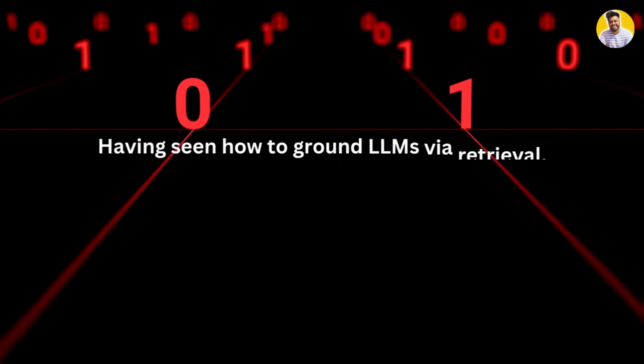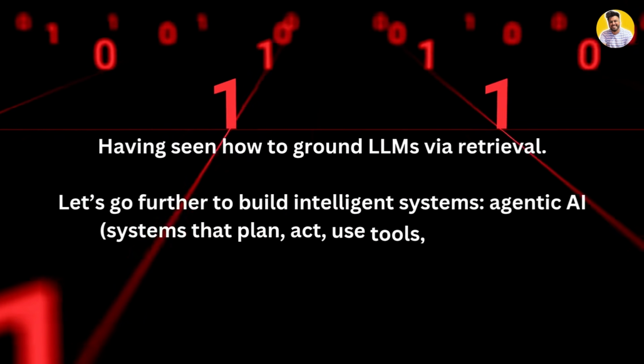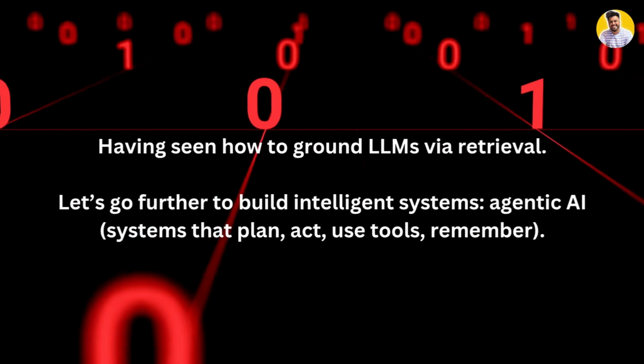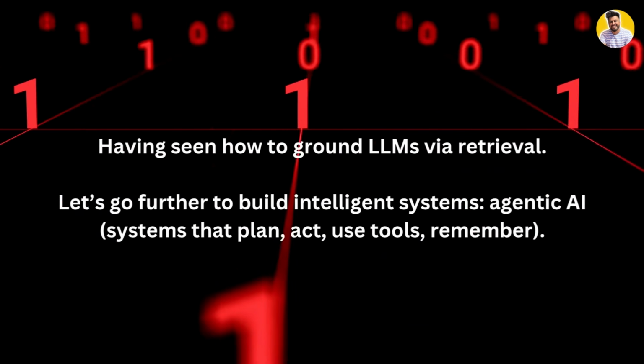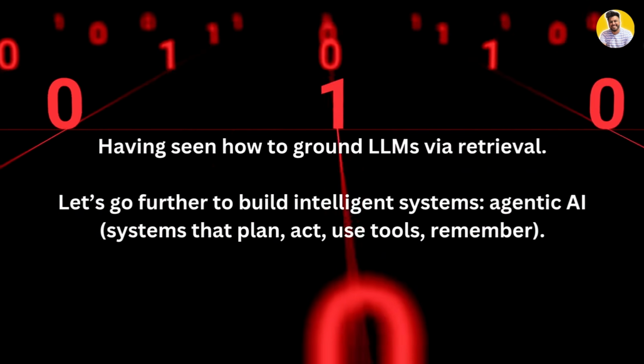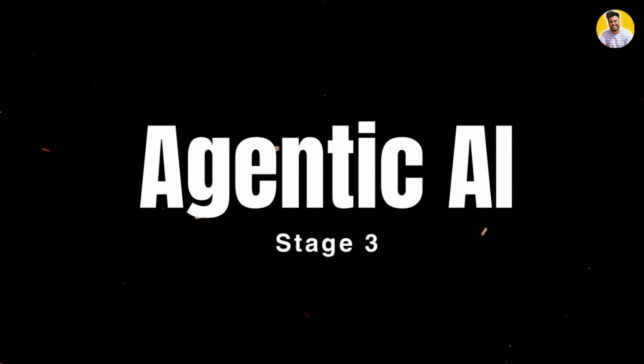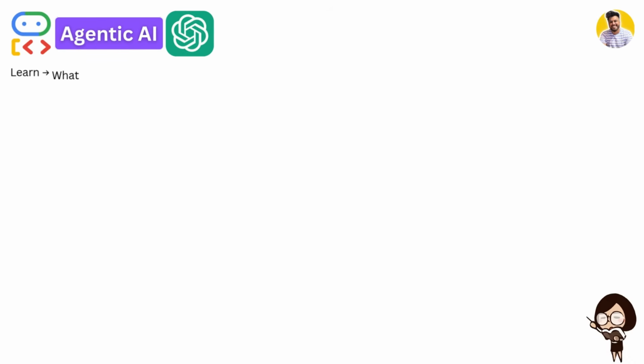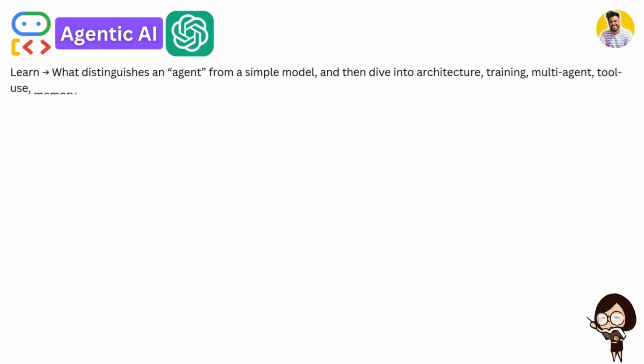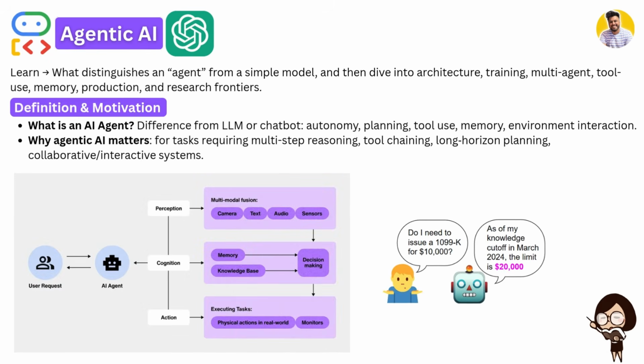Okay, now you have seen how to ground the large language models via the retrieval or via the knowledge base or the vector DBs. Let's go further to intelligent systems like Agentic AI. Those systems can plan, act, use tools or APIs, and also remember as well. That's our third stage, in which you learn about what distinguishes an AI agent from a simple model, and then deep dive into its architectures, designs, training, multi-agent tool use, memories, and production and research areas as well. Okay, so first start with what an AI agent is.